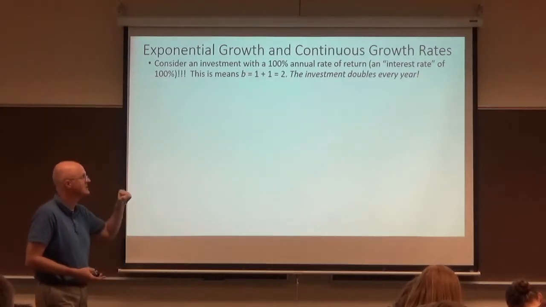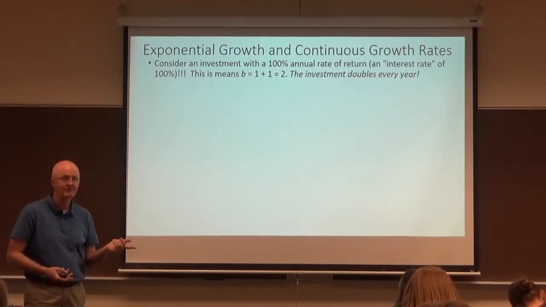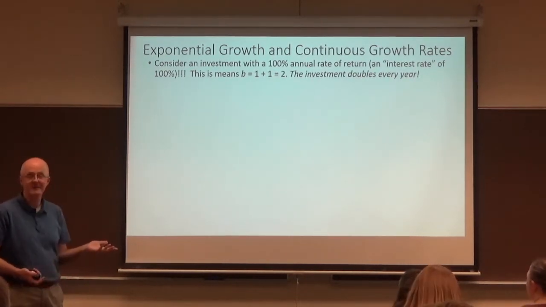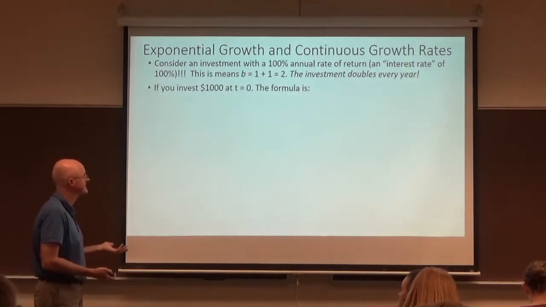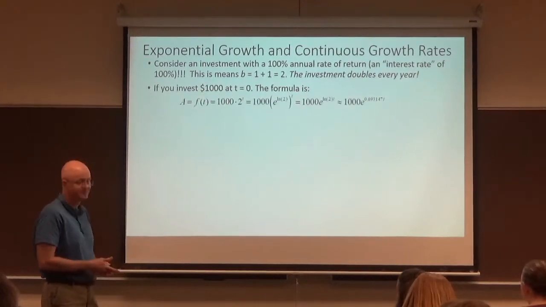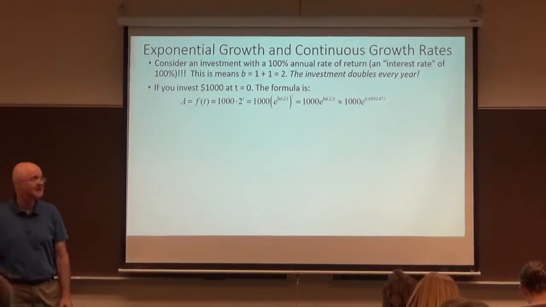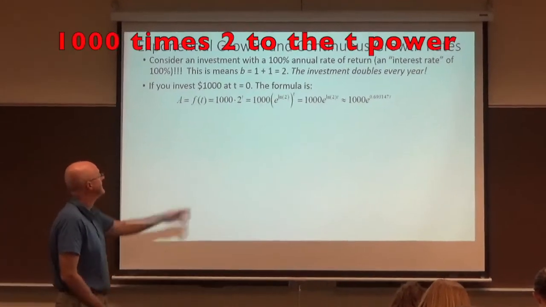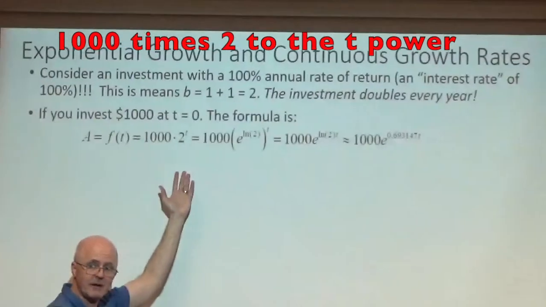But just to keep things simple, this means the b for the exponential function is 2. And that also means the investment doubles every year. For example, suppose you invest $1,000 at time 0. The formula then is 1,000 times 2 to the t. That is the simpler way to think about it, because you know the money is doubling every time.